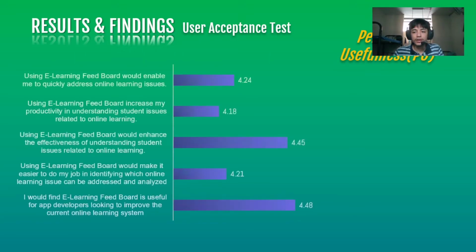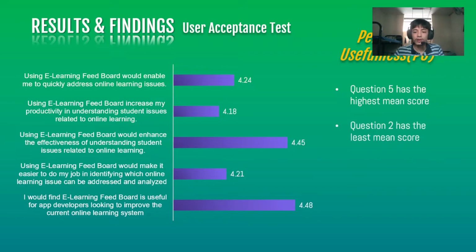Moving on to the next section in the user acceptance test, which is perceived usefulness, where the questions are related to the features and functions of the dashboard. The result shows that question 5 has the highest mean score of 4.48, meaning that app developers find the dashboard very useful as a way to improve the current online learning system.